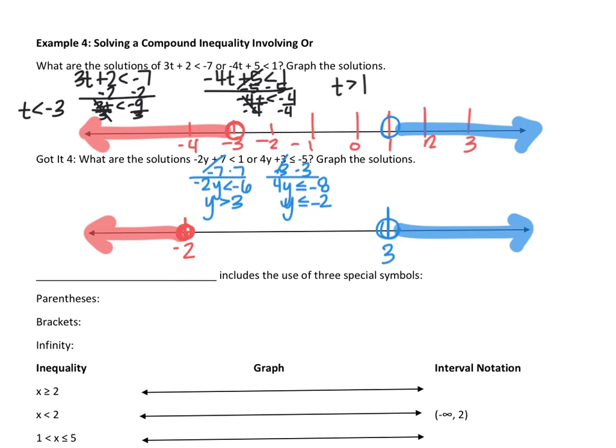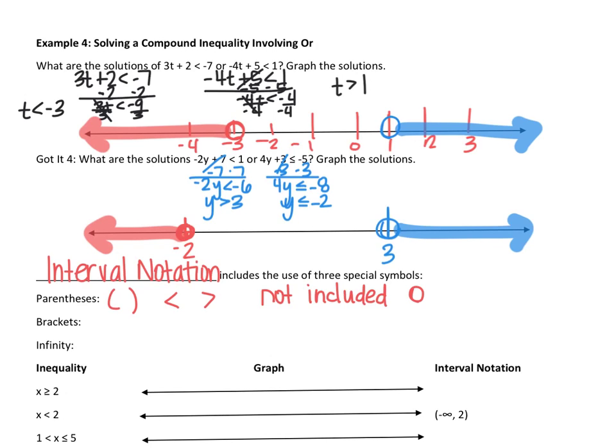Okay, the last thing we're going to learn is interval notation. Interval notation uses 3 special symbols. There's the parentheses, and you use those when you have less than or greater than, where the endpoints are not included. That's going to be open circles.